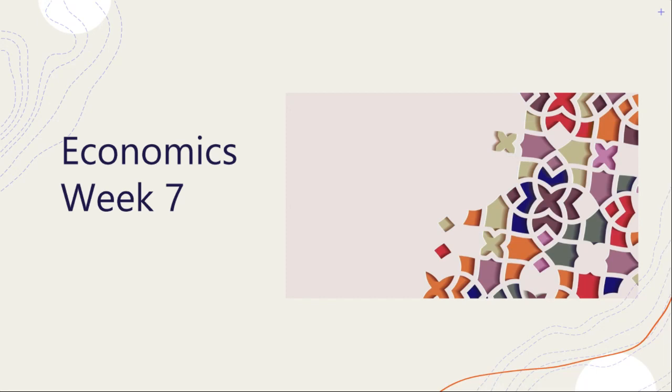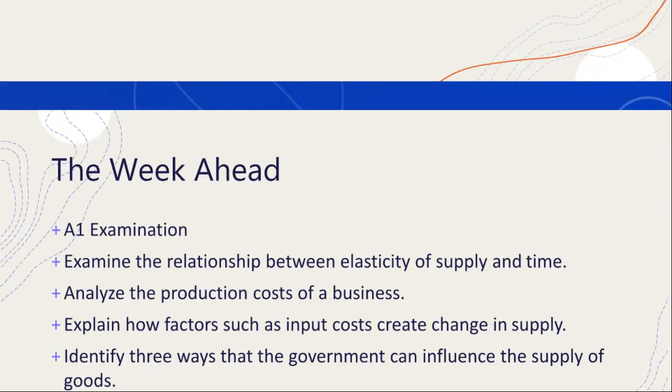So we will delve into the major A1 examination this week, which encompasses units 1, 2, and 3. Our focus in this video will be on four crucial topics that will follow the A1 examination. We will begin speaking about the relationship between elasticity of supply and time, production costs of a business, how factors like input costs affect supply, and the ways that government can influence supply.